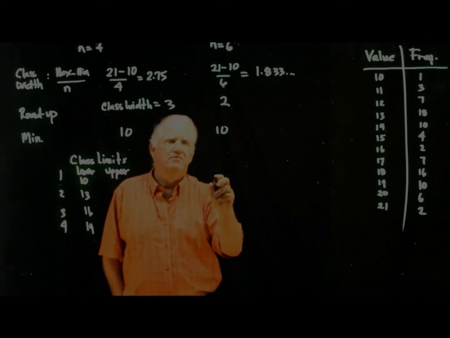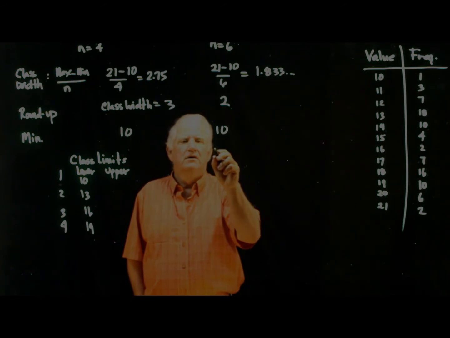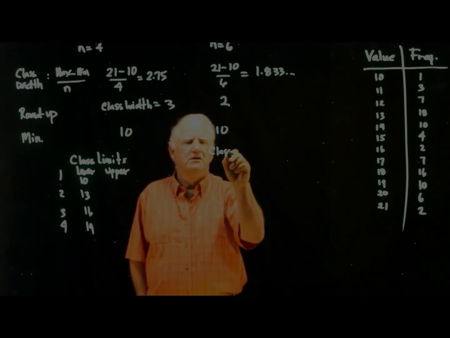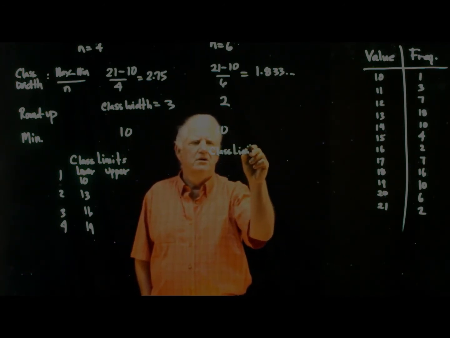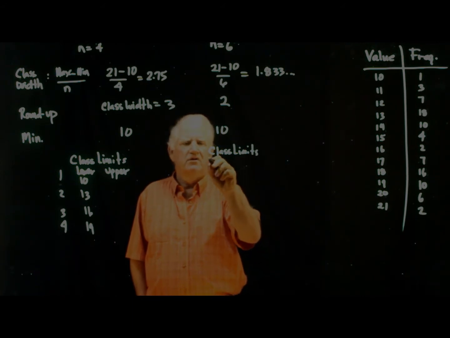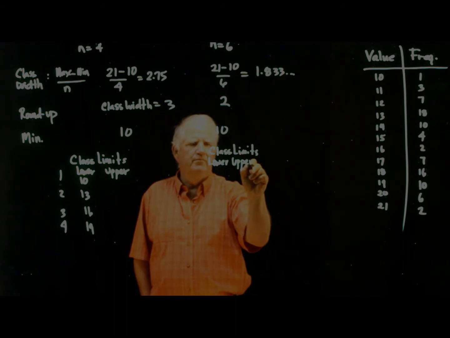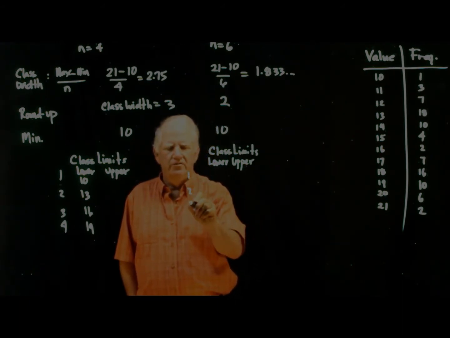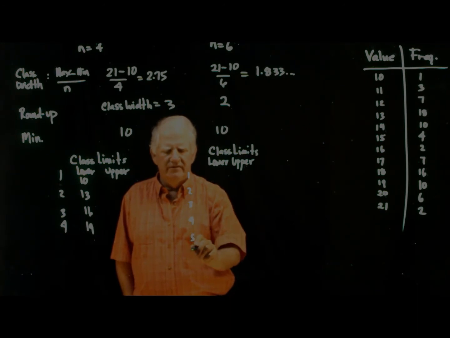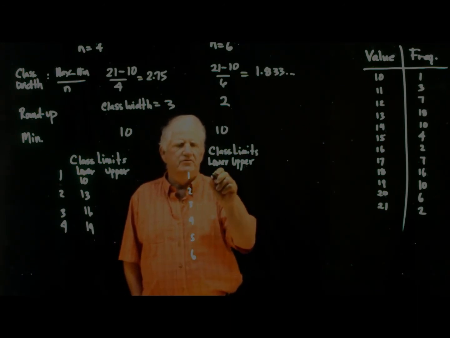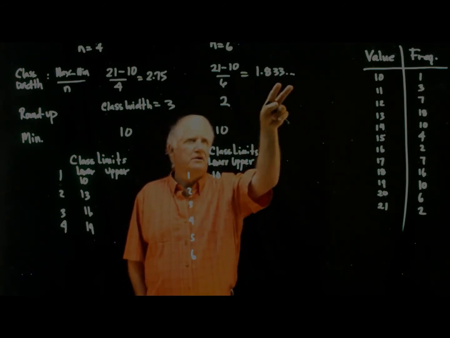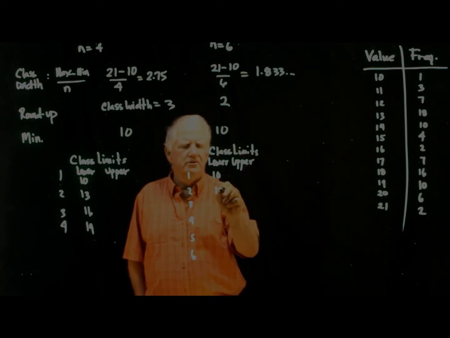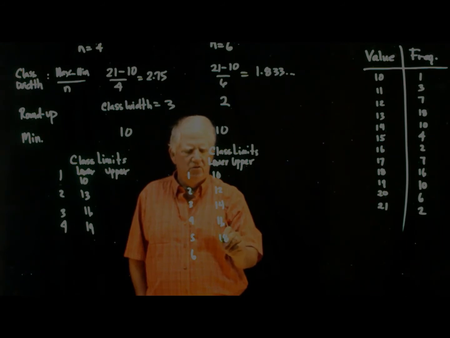And I'm going to do the same thing over here. Here come the class limits, and I'm going to have a lower class limit and an upper class limit. I'm going to have 1, 2, 3, 4, 5, 6 classes. The first one starts with 10. The class width in this case is 2, so it goes 10, 12, 14, 16, 18, 20.